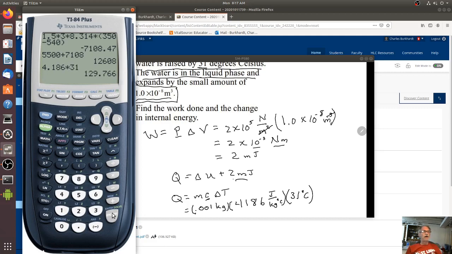$129, let's say 130 joules. You see, when I add 0.002 joules to 130 joules, I'm just going to get the change in internal energy is equal to 130 joules. All right.